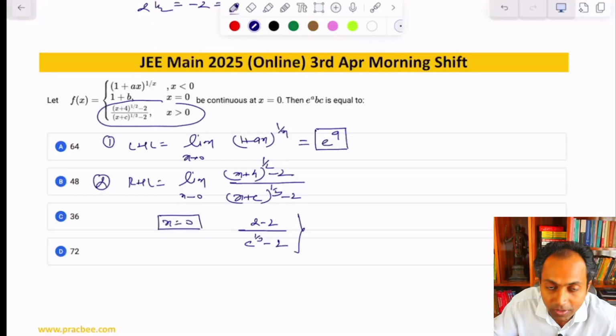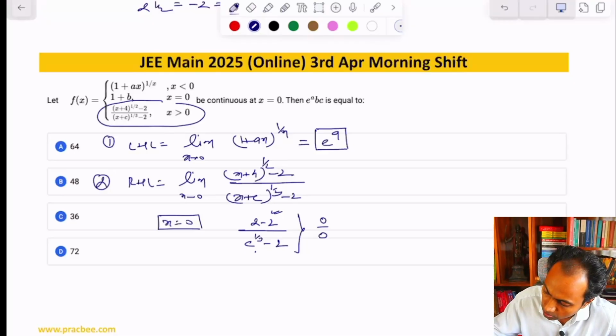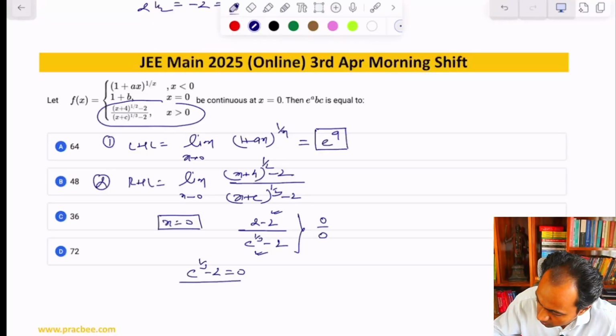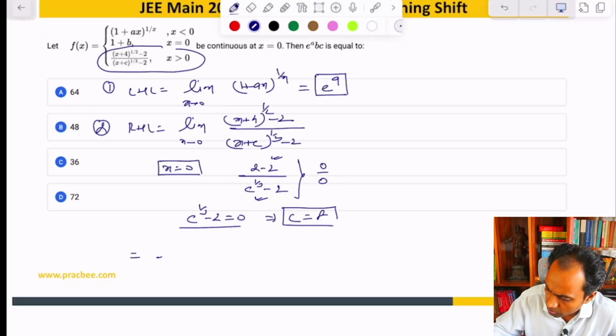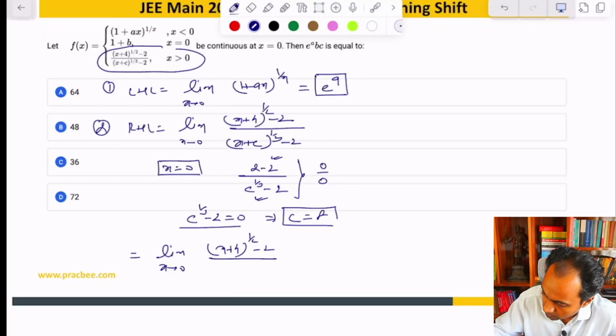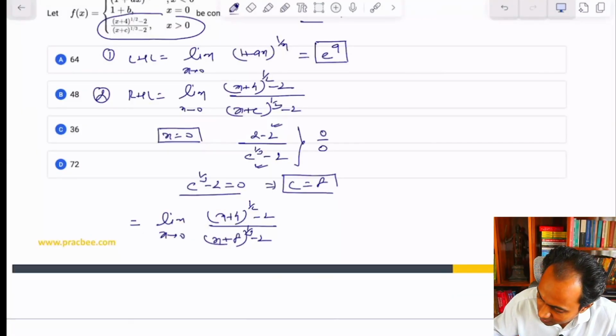For this to become a finite quantity, it should be of 0 by 0 form. Numerator is already 0, denominator also needs to be 0. So c raised to the power 1 by 3 minus 2 becomes 0. The value of c as a result comes out to be 8. Once you have done this, the limit reduces itself into limit x tends to 0, ((x plus 4) raised to the power 1 by 2 minus 2) by ((x plus 8) raised to the power 1 by 3 minus 2). Now this is a 0 by 0 form, and to find the limit, I am going to differentiate this.